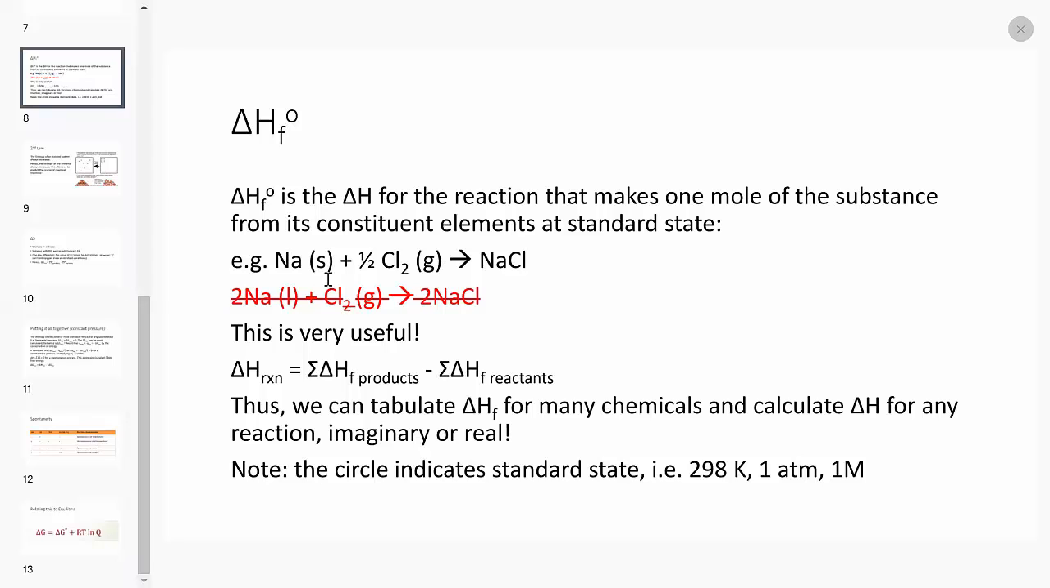On the reactant side, for delta H formation, there should not be any compounds. We only want pure elements, okay? So, why is this useful? Well, delta H of a reaction equals the sum of the enthalpies of formation of the products minus the sum of the enthalpies of formation of the reactants. There should probably be a circle here. I think it would be good to put a circle there, but it's not super important, the difference.